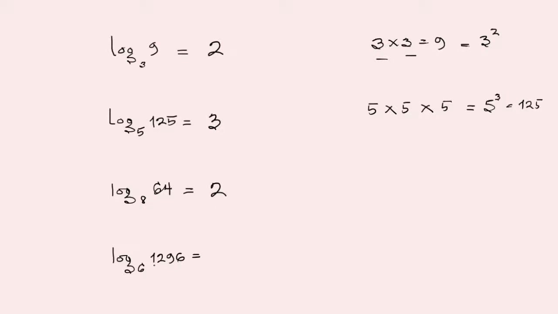Log to the base 6 of 1296. To what power do we have to raise 6 to produce 1296? So we know that 6 times 6 is 36. We know that 36 times 6 is 216, and 216 times 6 is 1296. So you have to raise 6 to the power of 4 to produce 1296, and so the answer here is 4.